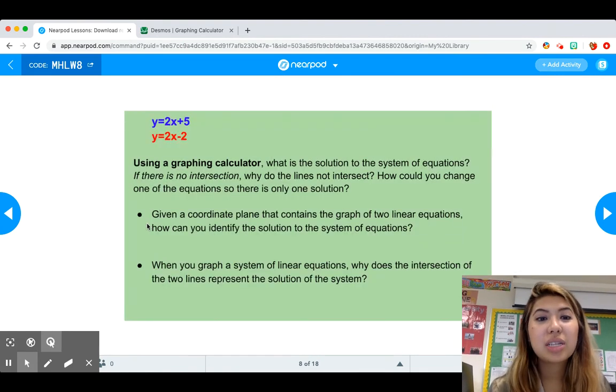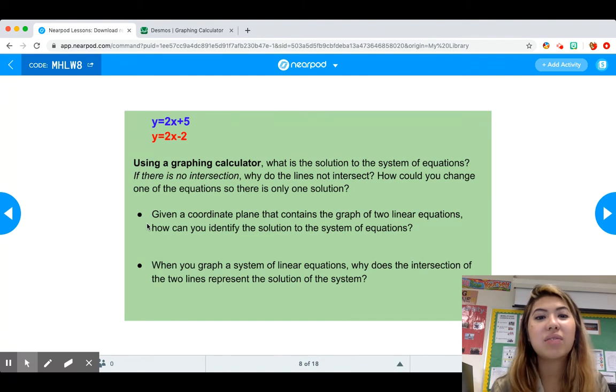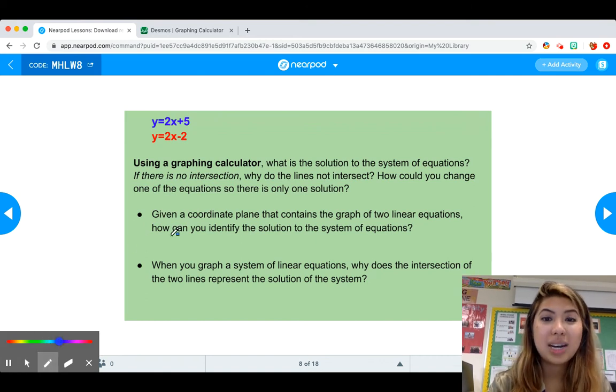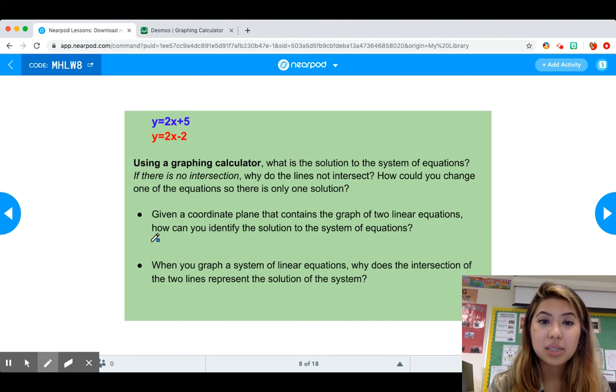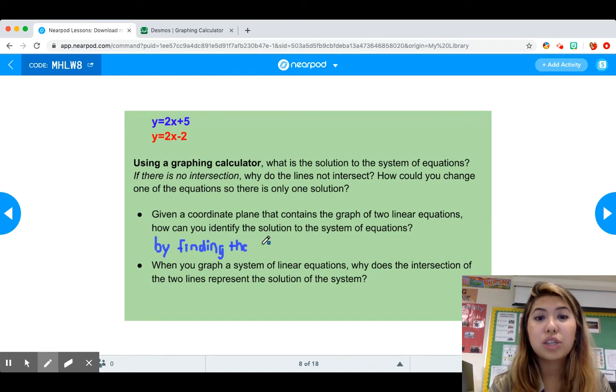To answer this first bulleted question, given a coordinate plane that contains the graph of 2 linear equations, how can you identify the solution to the system of equations? We can identify the solution to the system of equations by finding the point of intersection. So where the two lines meet is our one solution.